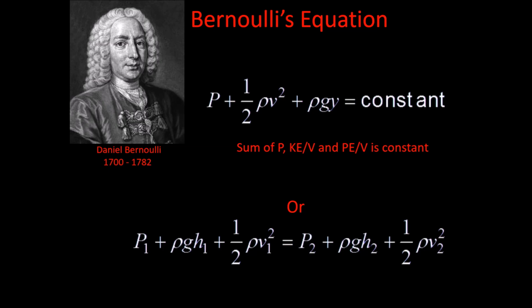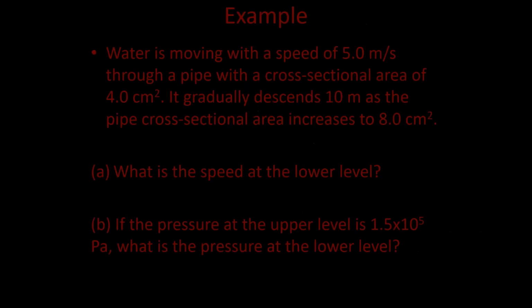If we apply our continuity equation to this, then we can put it in terms of Bernoulli's equation and say that P1 plus rho g h1 plus 1/2 rho V1 squared is equal to P2 plus rho g h2 plus 1/2 rho V2 squared. So let's explicitly employ Bernoulli's equation.